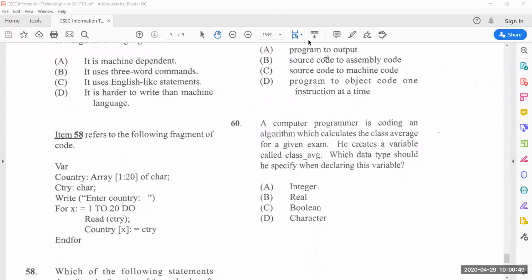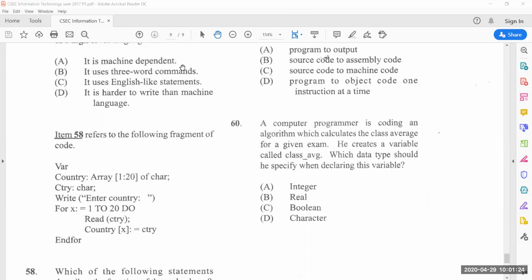All right, number 60. A computer programmer is coding an algorithm which calculates the class average for a given exam. He creates a variable called class_avg. Which data type will he specify when declaring this variable? Is it integer, because integer is a whole number? Real is like price. Boolean is like true or false, and character is just a single character.